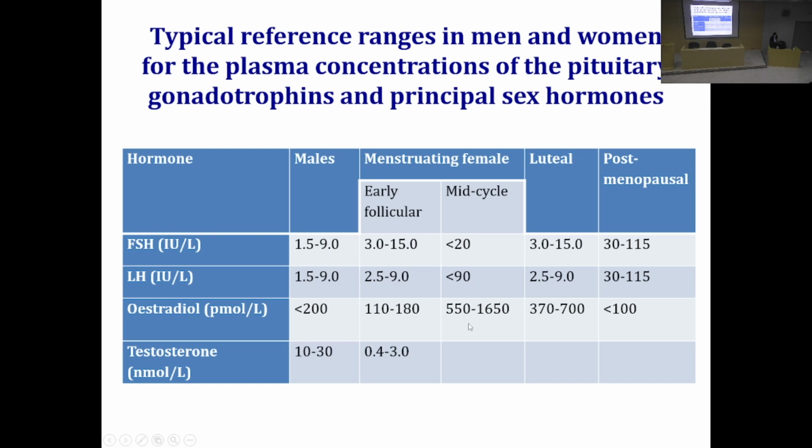estrogen levels could be as high as 1,000 in the mid-cycle around ovulation, right? And LH could reach 90 or 80, whereas under other conditions, it could be somewhere between 2 and 9. In the luteal phase, between 2 and 9. But during ovulation, LH can be 80, 70, 85, very high. So we need to be aware of these changes.